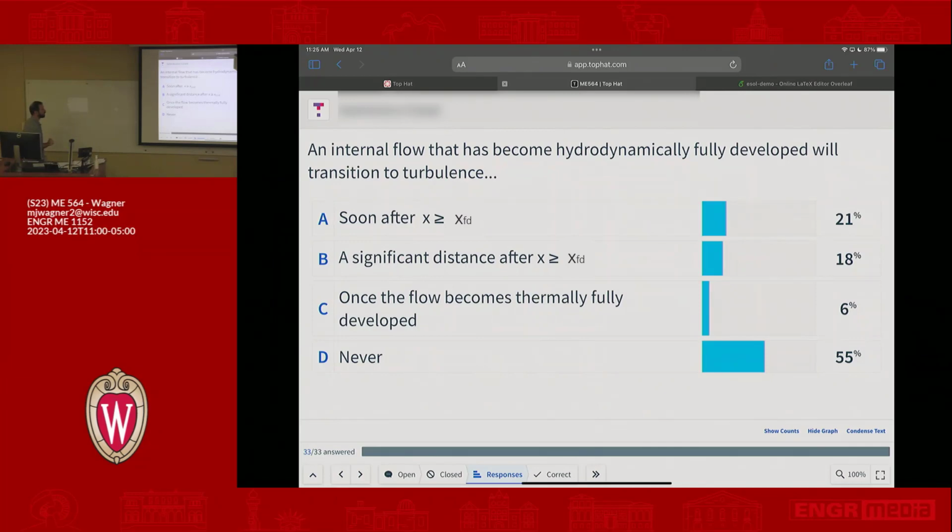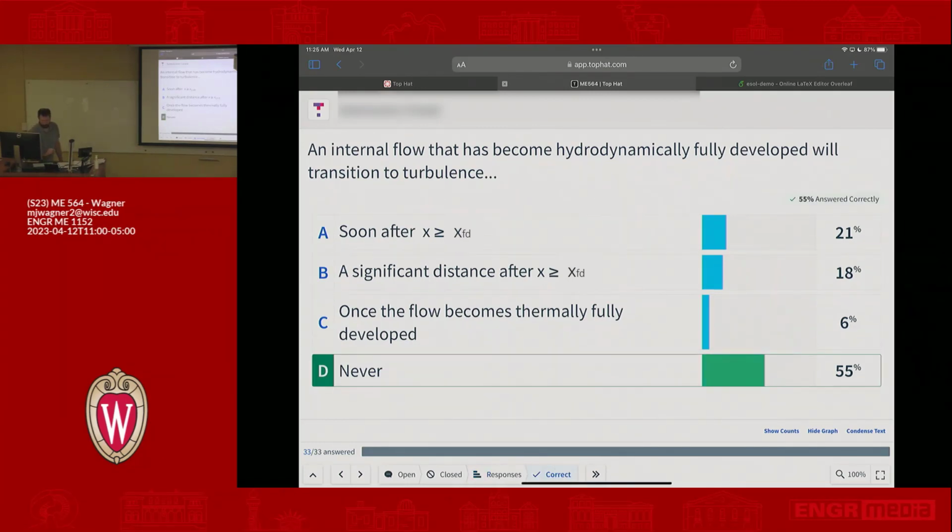OK, so let's see the responses. Half of you say it will never transition to turbulence. Some say soon after, significant distance after. One or two say once the flow. So the right answer is never. So why is that? An internal flow that's become hydrodynamically fully developed will never transition to turbulence because remember, what is it that's causing the transition to happen? It's a continued change in the ratio of momentum forces to shear forces. Once you have a fully developed flow, it stops changing. So there's nothing that's going to cause it to become turbulent.